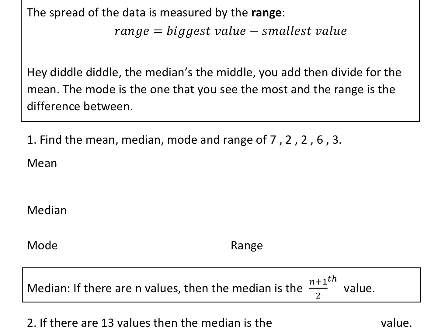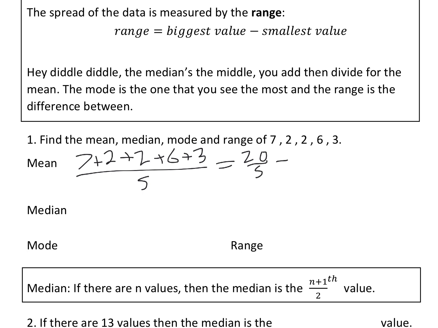Number 1, you have to find the mean, median, mode and range for those values. So the mean, you have to add those values up. 7 plus 2 plus 2 plus 6 plus 3, divided by how many there are, which is 5. So that is 20, and you're dividing that by 5, which gives you an average, or in this case a mean, of 4. The median's the middle, but they have to be in order. So smallest is 2, then 2, then 3, then 6, then 7. So the middle one there is the 3.